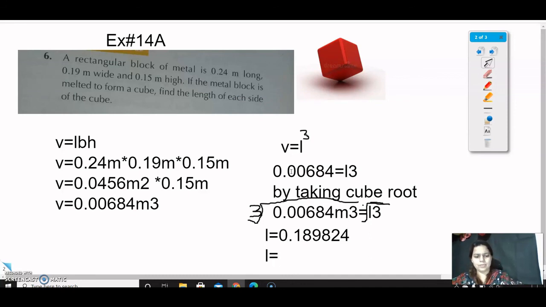So the answer is 0.18, or you can say 0.19. If you do not round off, then the answer is also correct.